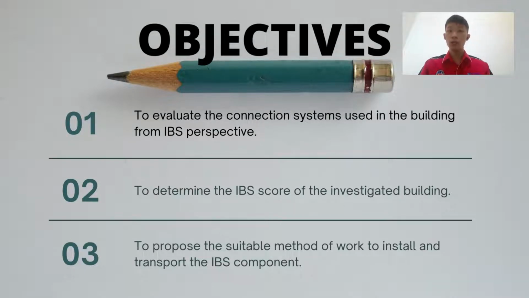The first objective is to evaluate the connection system used in the building from an IBS perspective. The second objective is to determine the IBS score of the investigated building. And the third and last objective is to propose a suitable method of work to install and transport the IBS components.